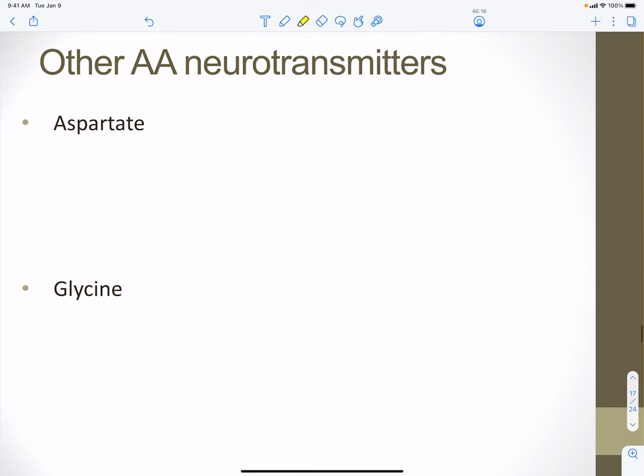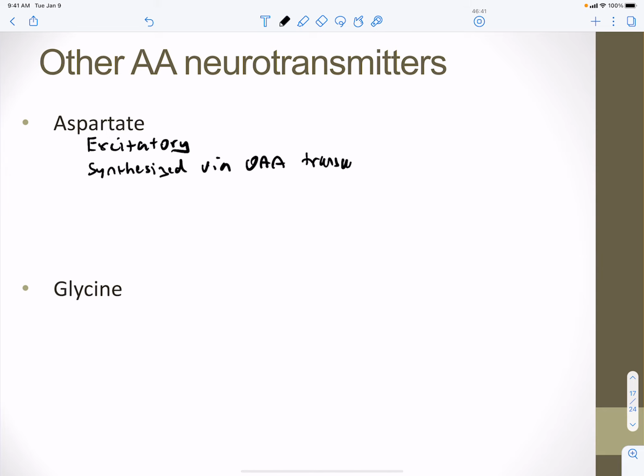Now, other neurotransmitters are going to be aspartate. This is going to be excitatory. It's going to have fewer pathways than glutamate does, and it's synthesized from the TCA cycle intermediate oxaloacetate. Transamination reaction that we've talked about since Biochem 1.